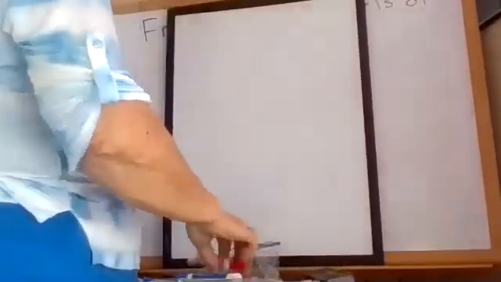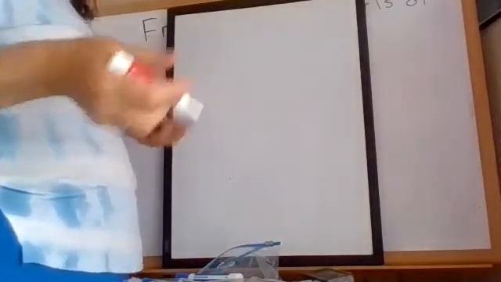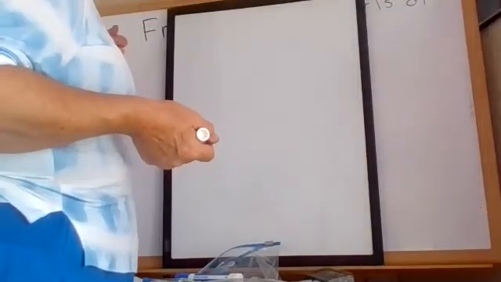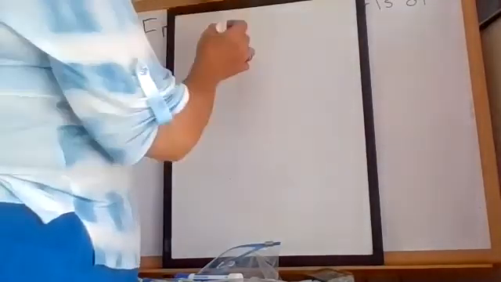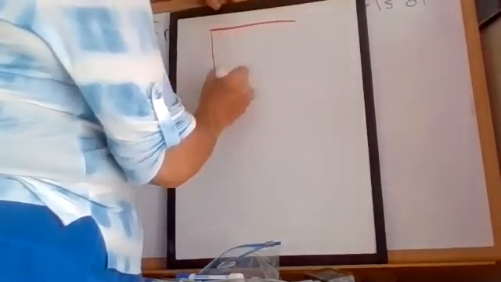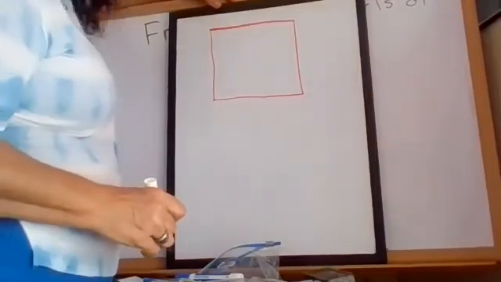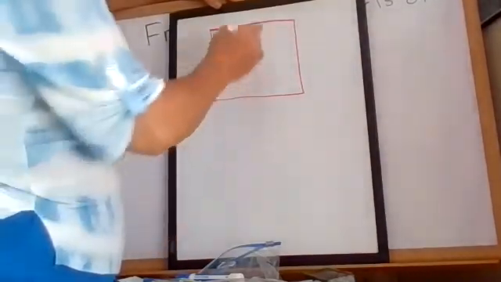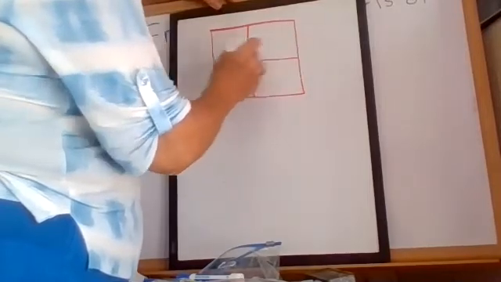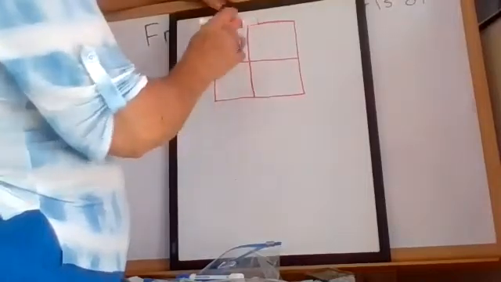Okay. Let's draw a square. Now remember, a square has 4 sides that are equal. So I'm going to do the best that I can. Usually the only way you can make them equal is if you have a ruler. I don't have one, so I'm going to do the very best I can. 4 equal sides. Okay. This shows me that I have 1, 2, 3, 4 equal spaces. So I have divided it into fourths.